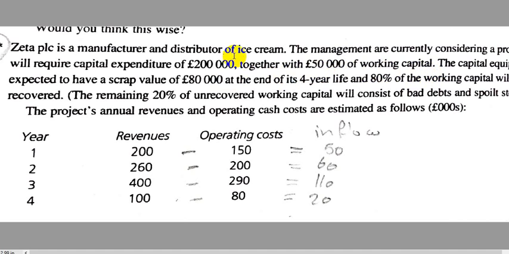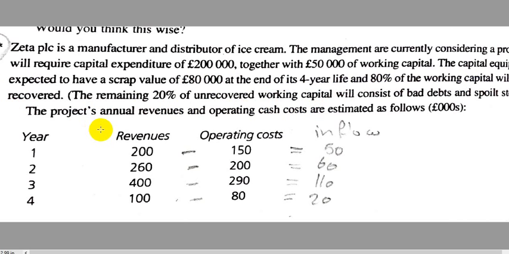So the initial investment here is 200,000, and the working capital that will be needed through the time span of the project is 50,000. The capital equipment is expected to have a scrap value of 80,000 at the end of its 4-year life, and 80% of the working capital will also be recovered. The remaining 20% of unrecovered working capital will consist of bad debts and spoiled stocks.